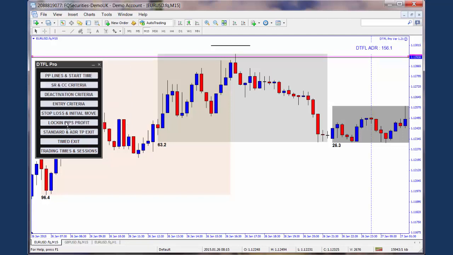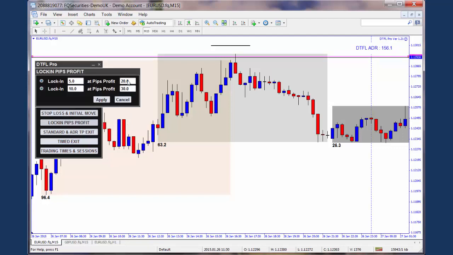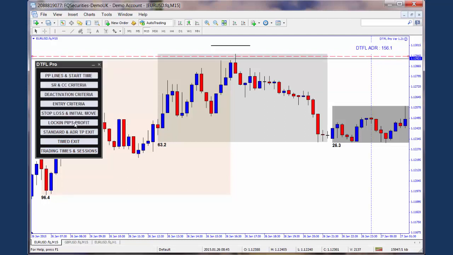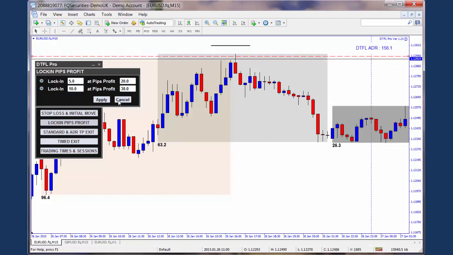And then when it moves to 20 pips of profit, it will then move to plus 5, an additional 3 pips, moving it to plus 5. So you're locking 5 pips of profit by moving the stop loss. Then when it gets to 30 pips of profit, it will move the stop loss to plus 10, locking in 10 pips of profit. So hopefully that explains the stop loss and the lock-in profits screens.